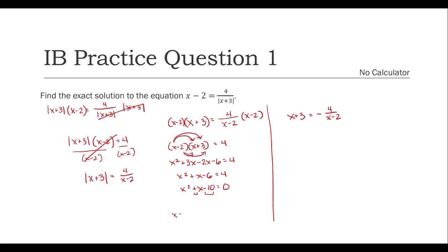So we have x equals negative b, so negative 1, plus or minus the square root of b squared, so 1 squared, minus 4 times a, which is 1, times c, which is negative 10, all over 2 times a, which is 1. So this is negative 1 plus or minus the square root of 1 plus 40, so 41, over 2. So our x value could be negative 1 plus or minus the square root of 41 over 2.